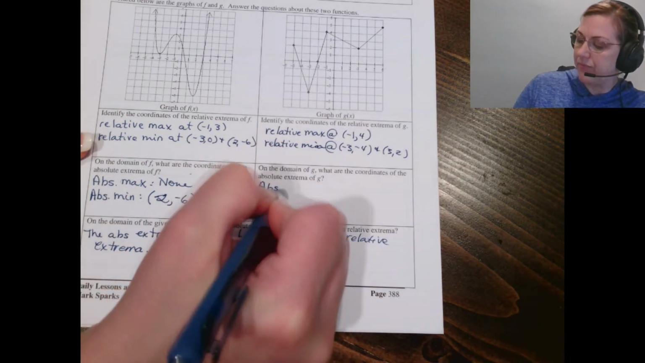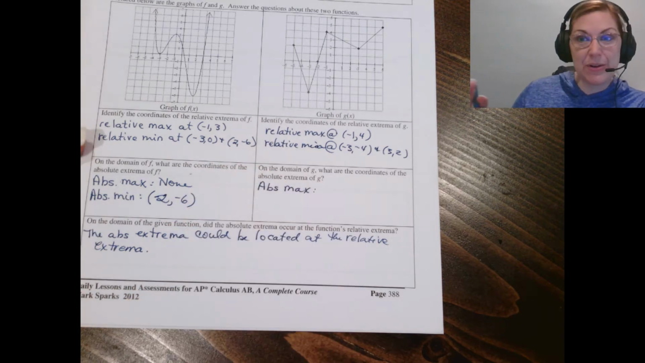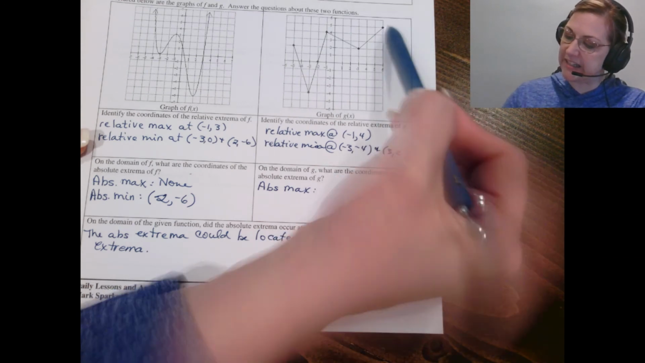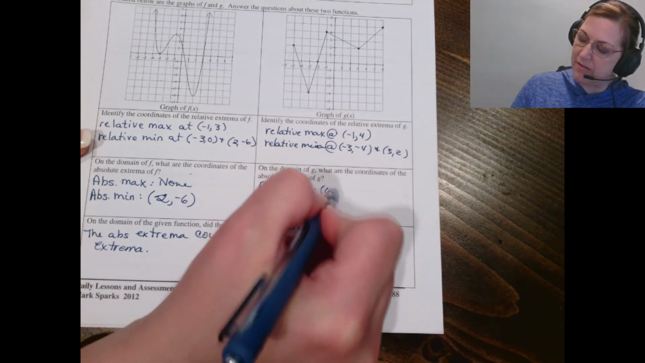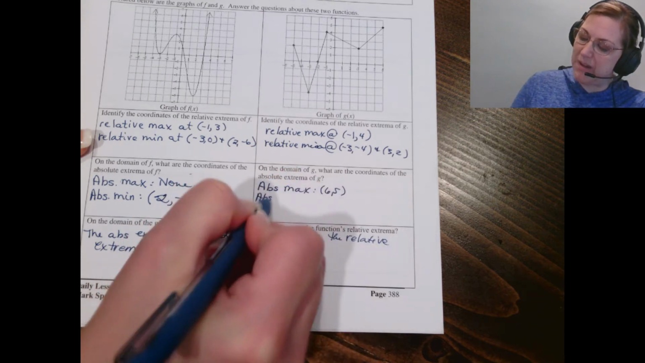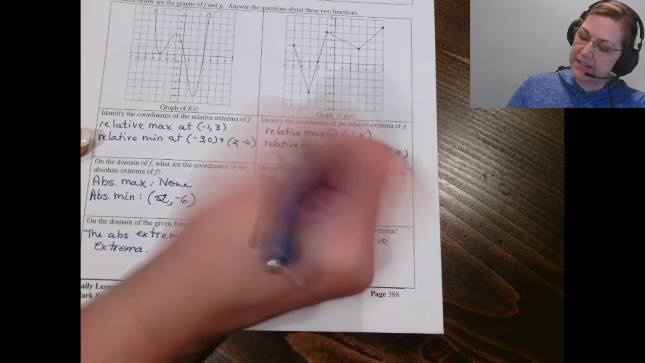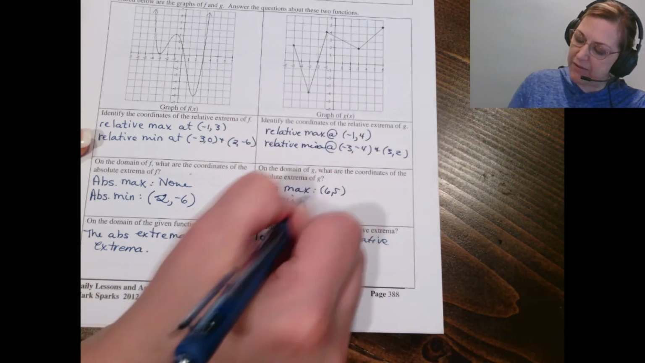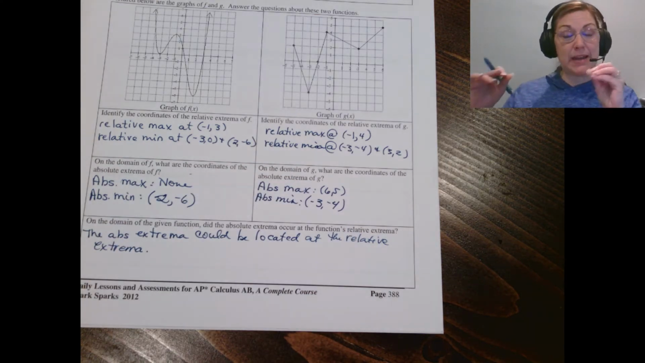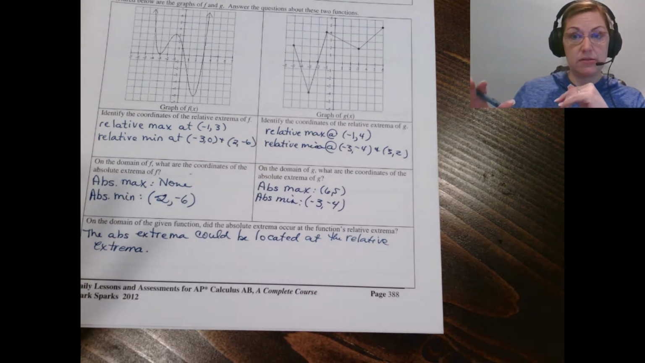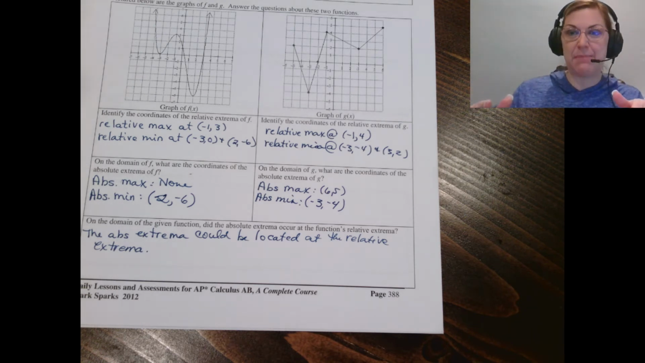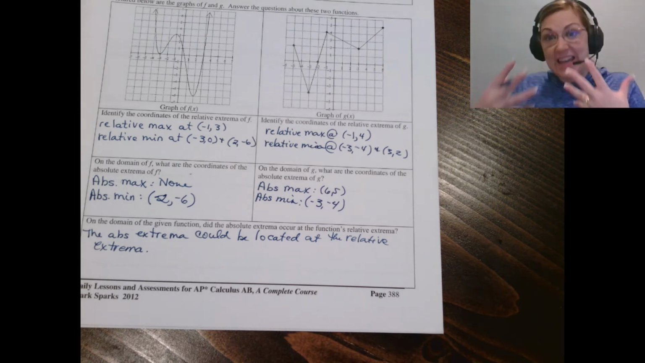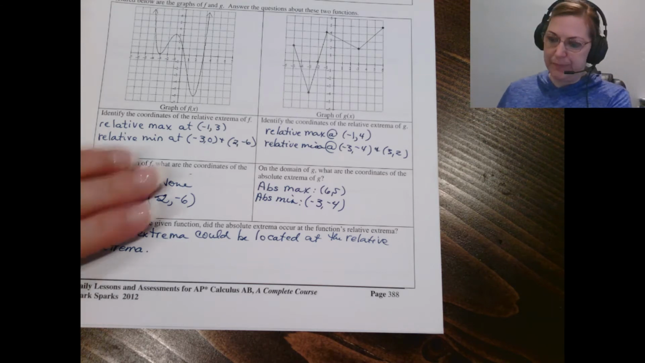And now looking for the absolute maximum, the highest point on the graph altogether is going to be at this point here, and that's at (6, 5). And the absolute min, that's going to happen here at (-3, -4). So I want you to see that the absolute max or min can actually happen at an endpoint. Okay, it doesn't have to happen at the same place as the relative extrema. It can, but it doesn't have to.